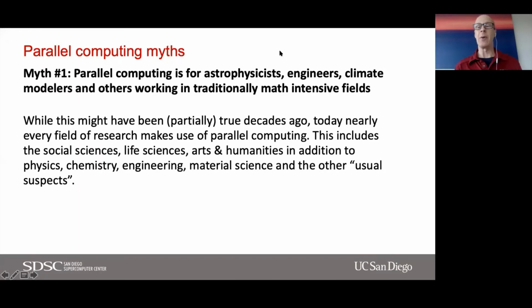And I always like to share a story. I was doing a tour of our data center about 5-6 years ago.